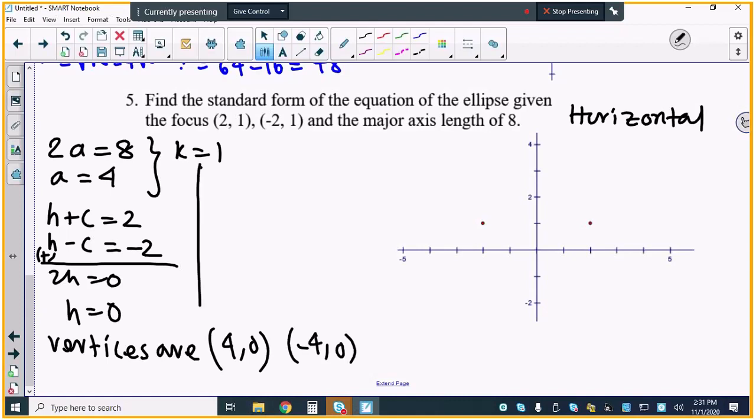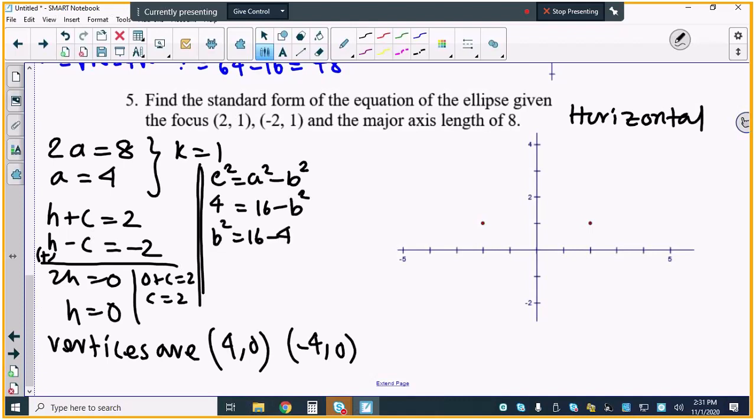Also, it tells us the value of b because we know c squared is equal to a squared minus b squared. Remember, c is 2 units because h is 0. That means 0 plus c equal to 2. So c is equal to 2. So c squared is 4. I know a is 4. So that's 4 squared, so 16 minus b squared. So b squared is 16 minus 4. So b squared is 12 units. So b is equal to 2 square root of 3 units. Which is a little more than 3 but less than 4. So that's your minor axis.